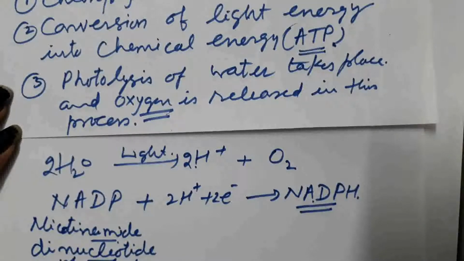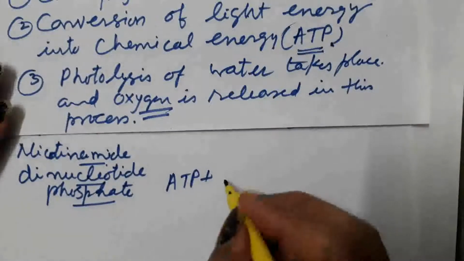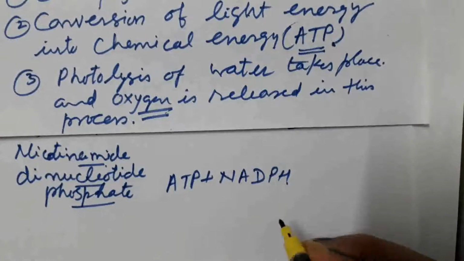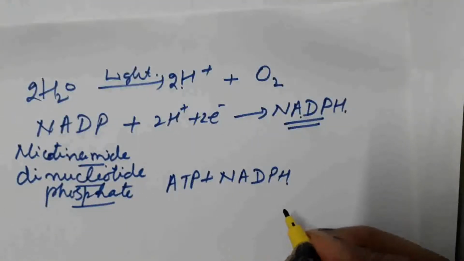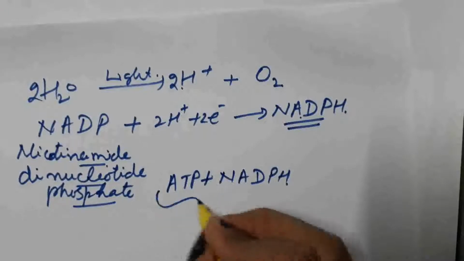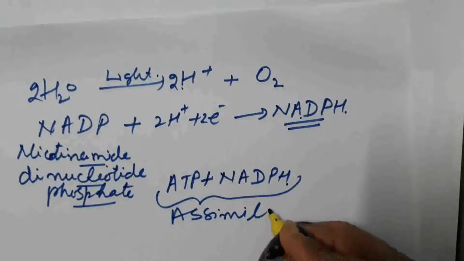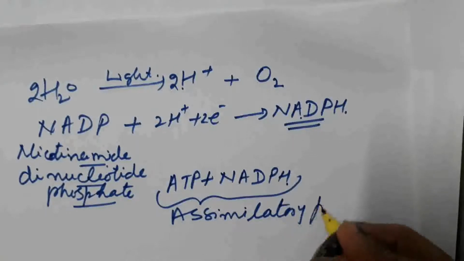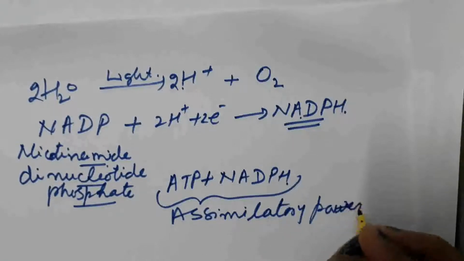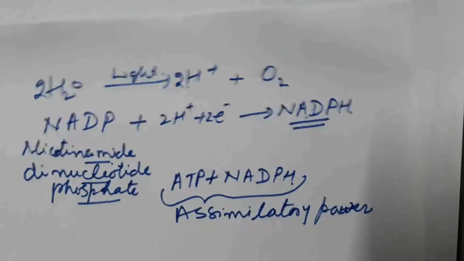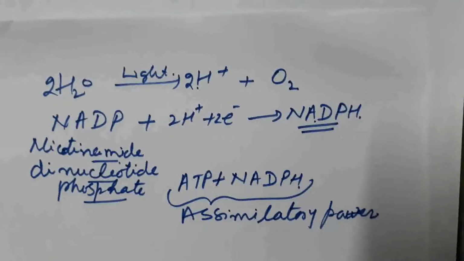Oxygen is released into the environment, and ATP and NADPH, which are produced in light reaction, are known as the assimilatory power. They are produced in light reaction, but they are utilized in dark reaction in the process of photosynthesis. This is the light reaction.